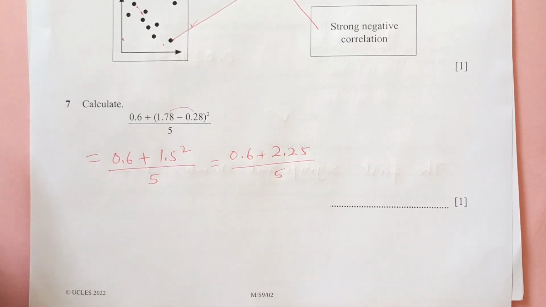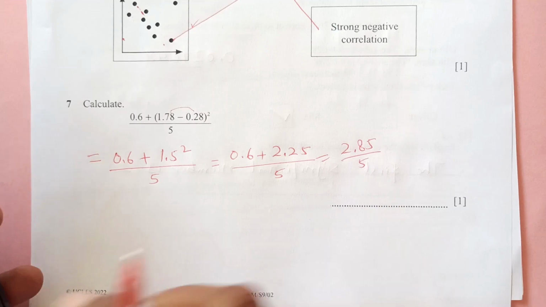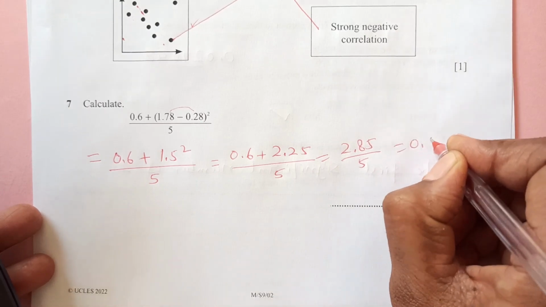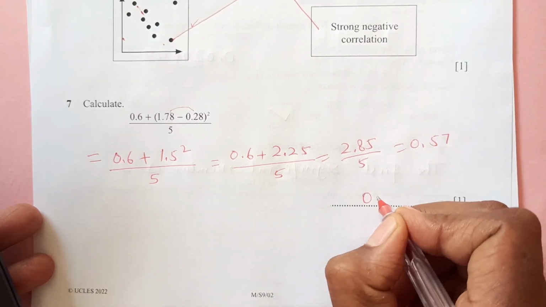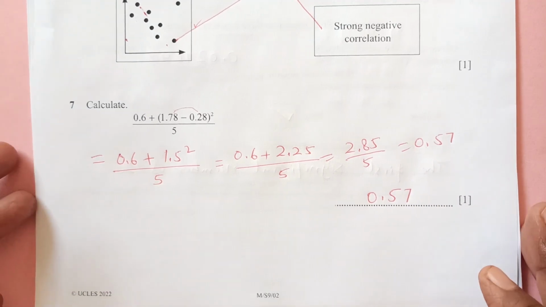1.78 minus 0.28, this is 1.5 times 1.5, 2.25, that's correct. 2.25 plus 0.6 is 2.85, and this answer is divided by 5. So the answer is 0.57. I think I made a mistake in the previous calculation. So 0.57 is the final answer, right?